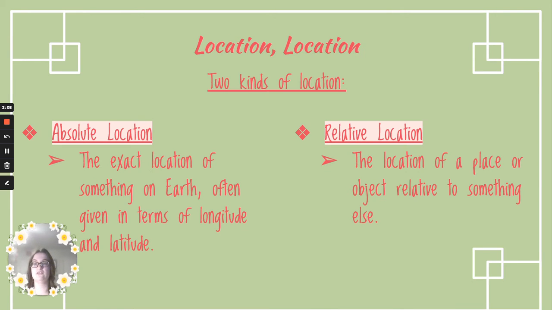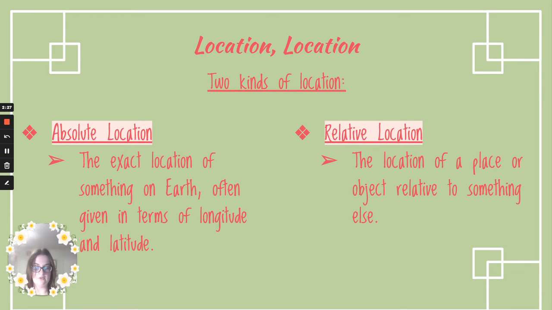All right, and now there are two kinds of locations: absolute location and relative location. Absolute location is the exact location of something on Earth, often given in terms of latitude and longitude. These are usually given in coordinate form, which we will talk about on a later slide.